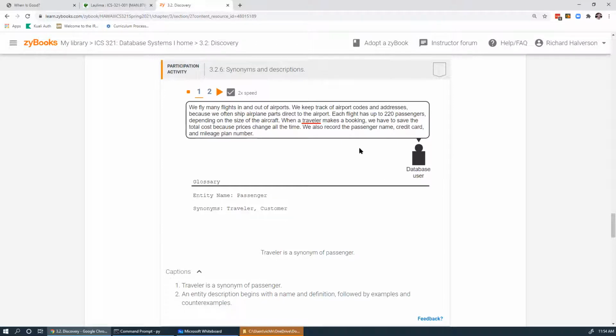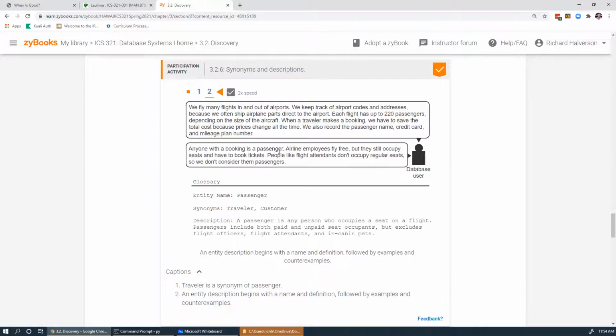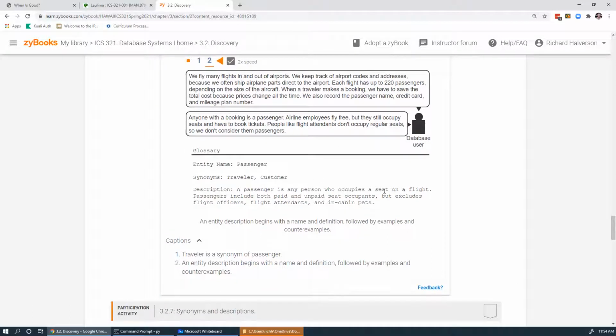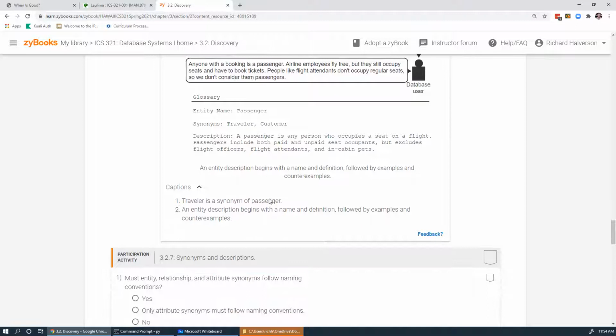Synonyms, I see what this does. Anyone with a booking is a passenger. Airline employees fly free, but they still occupy seats and have to book tickets. People like flight attendants don't occupy regular seats, so we don't consider them passengers. So when flight attendants are on duty, they're not considered passengers, but if a flight attendant is off duty and flying as a simple airline employee, then it's considered a booking. Very good.